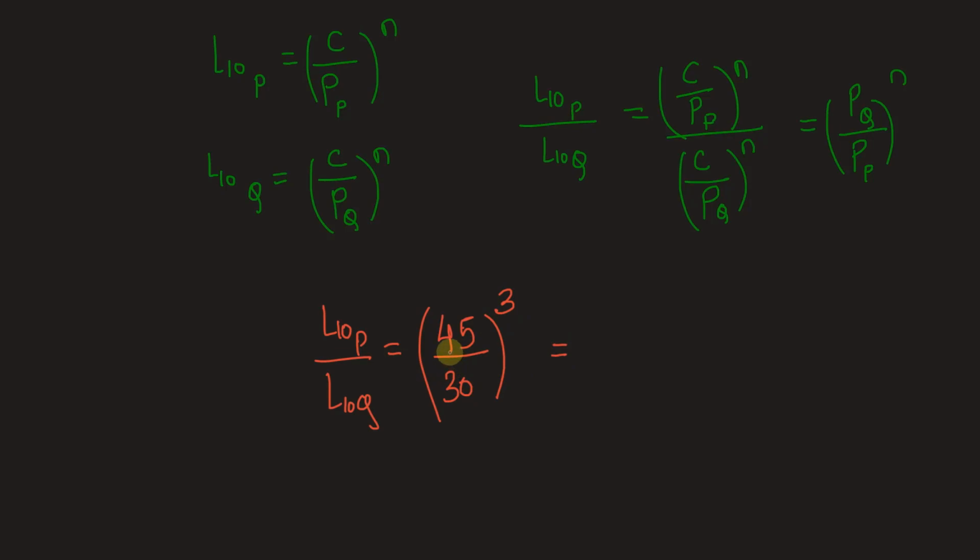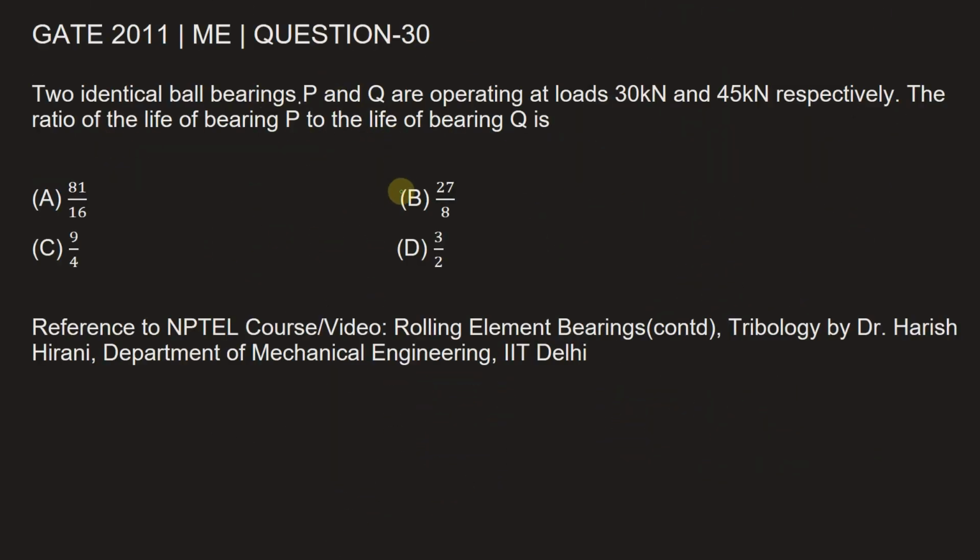By solving this, 15 into 3 is 45, 15 into 2 is 30. So 3 by 2 to the power 3. This gives us 3 cube is 27 and 2 cube is 8. So our answer is 27 by 8. Let's look for the correct option. The ratio of life of bearing P to life of bearing Q is option B, 27 by 8.